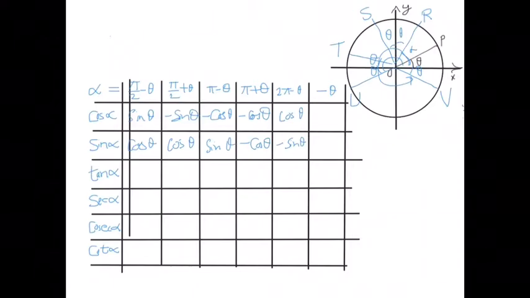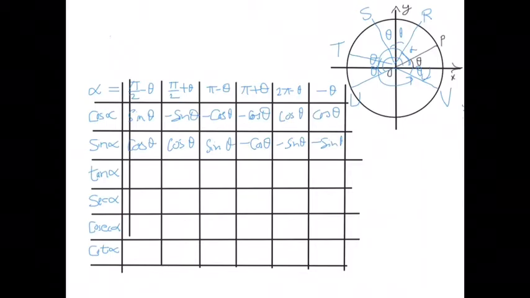And finally, when alpha is equal to minus theta, it is same as the angle 2 pi minus theta. It is this angle that OV makes from the positive x-axis in the clockwise direction, and therefore cos alpha here would be same as that in the case of 2 pi minus theta, that is cos theta, and sin alpha would be same as minus sin theta.